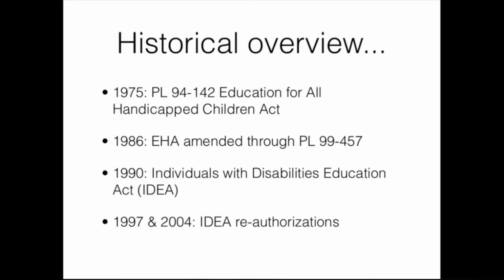In 1986, EHA was amended through Public Law 99-457 to add services for children aged birth to 3, which is what we now know as IDEA Part C, or infant toddler services, but began as this public law in the mid-80s. In 1990, we had the first iteration of the Individuals with Disabilities Education Act, or IDEA, and that law was reauthorized in 1997 and 2004. So really, IDEA as we know it today began in 1990 and has continued to be updated and reauthorized over the past couple of decades.